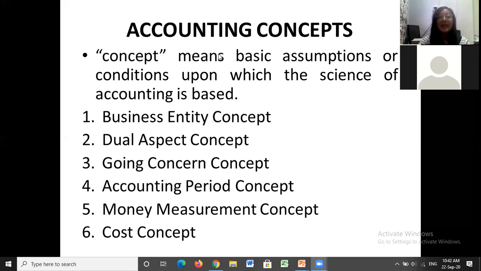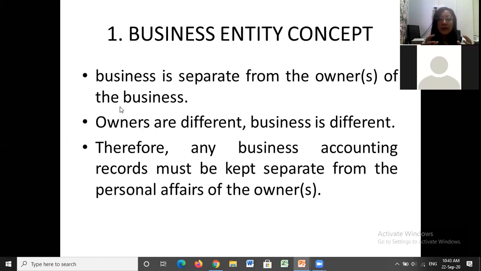First concept is business entity concept. So this business entity concept says that business is separate from the owners of the business, which means that owners are different and business is different.